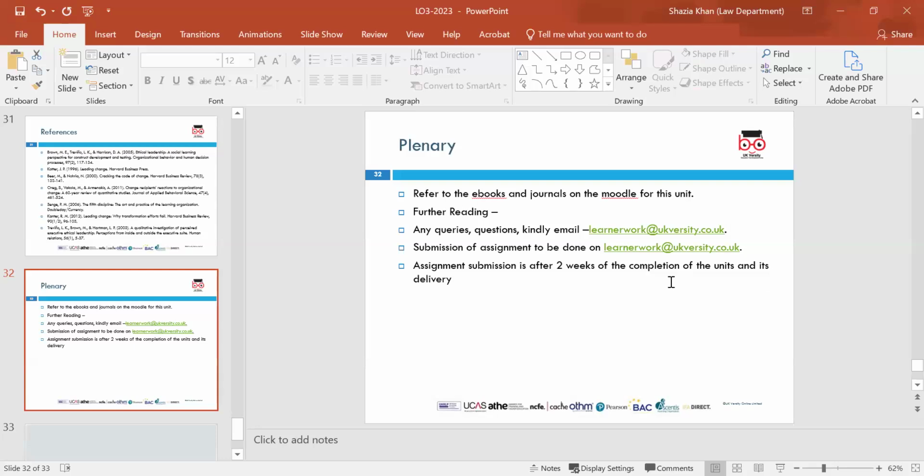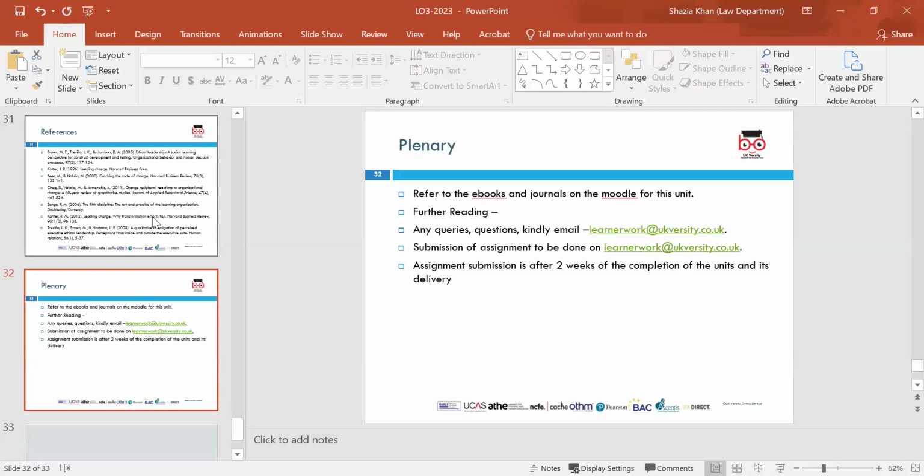learning outcome 4, the final learning outcome. And then the next session after that, we will have the assignment discussion session. The assignment discussion session is next week, and the assignment submission is after 2 weeks of completion of the unit. So now the unit is completed. We've done learning outcome 1, 2, and 3. The next one is the final learning outcome tomorrow, and then the assignment discussion.